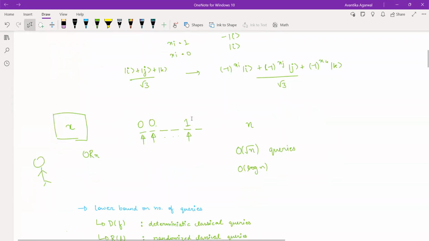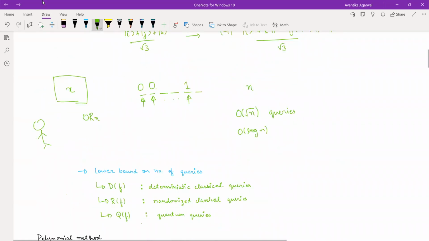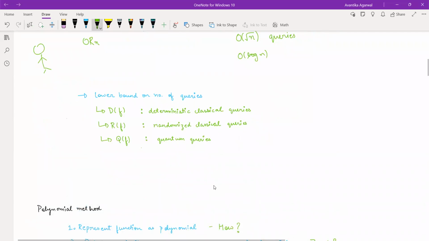Before we go further, I would just like to define these quantities formally, what it means to make n queries or O(root n) queries. So there are three quantities that I want to define formally, but maybe I'll only define two of these. The first is deterministic query complexity, D(f). D(f) basically refers to the minimum number of queries that an algorithm needs to make to compute the function f for all inputs x.